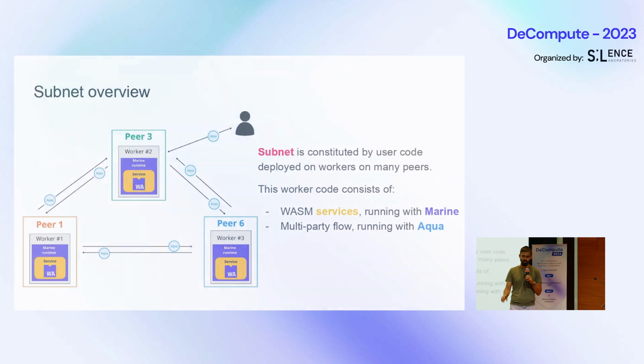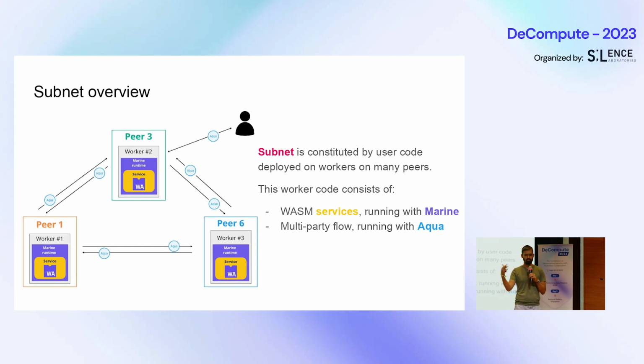So here we have those three peers with workers, so it's our part of the network. And it's a subnet, and a subnet is constituted by the user code deployed on the workers on many peers, and this code consists of WebAssembly services running with the Marine runtime, and the multi-party flows between all these peers, all these workers, and maybe the user, running with Aqua.